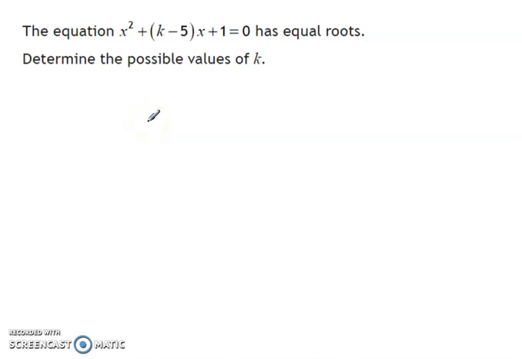So this is Higher Paper 1, question 2 from the 2019 paper. This question asks us about a quadratic and where it has equal roots. Now whenever a question talks about the roots of a quadratic, instantly you need to be thinking about the discriminant. Now the discriminant is b squared minus 4ac.